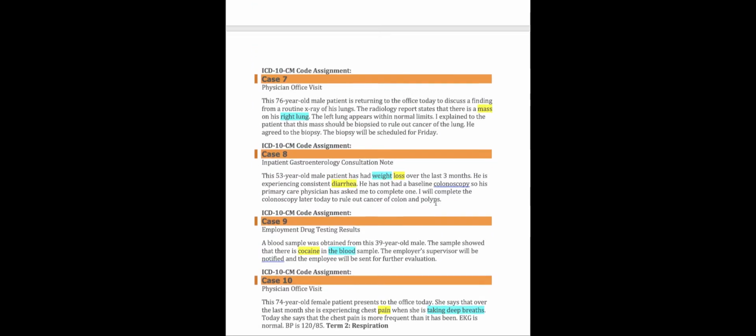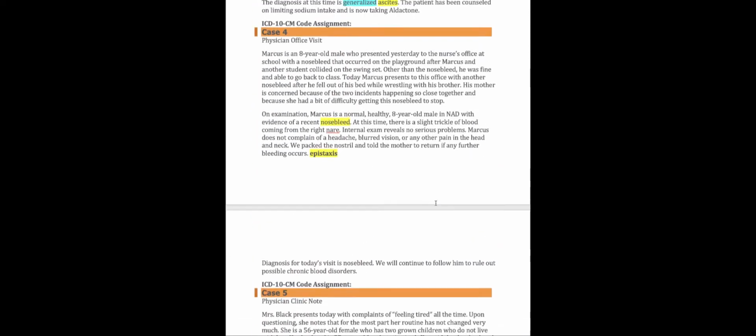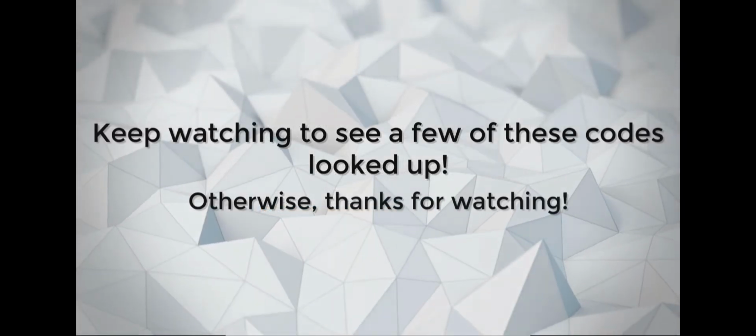You'll see if you're over to the right side, I've been looking up some of these, just a few of them to get you started and give you an idea of how this works. If you have any questions about these, let me know. Take care, everyone.